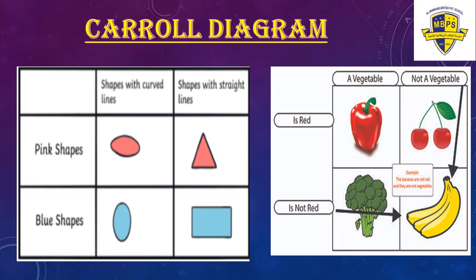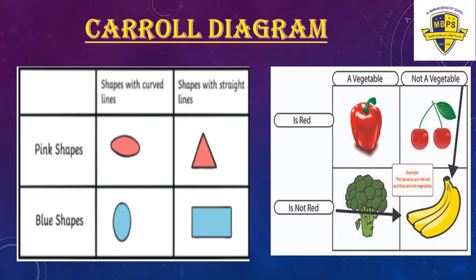Now if you look at the first one, shapes with curved lines and pink shapes, we see an oval shape which is pink in color and also curved. Then shapes with straight lines: there is a pink triangle, which has straight lines and is also pink in color. Now if you look at the blue shapes, there is a blue oval which is curved, and the rectangle is blue in color and has straight lines. So this is how you sort the data.